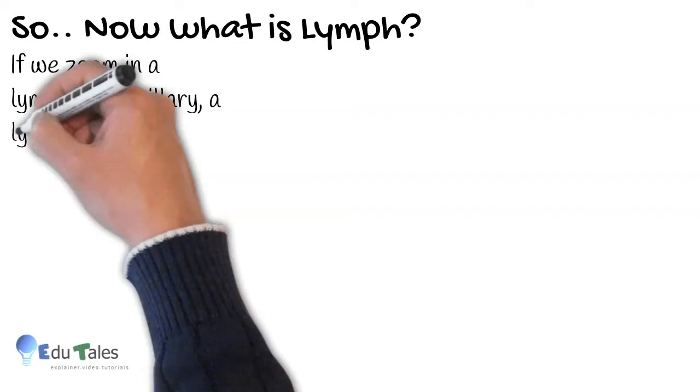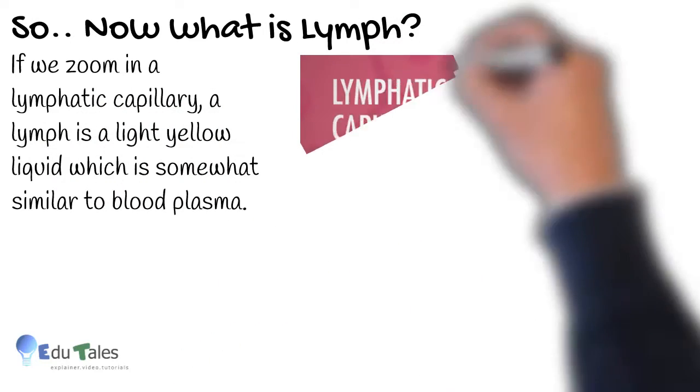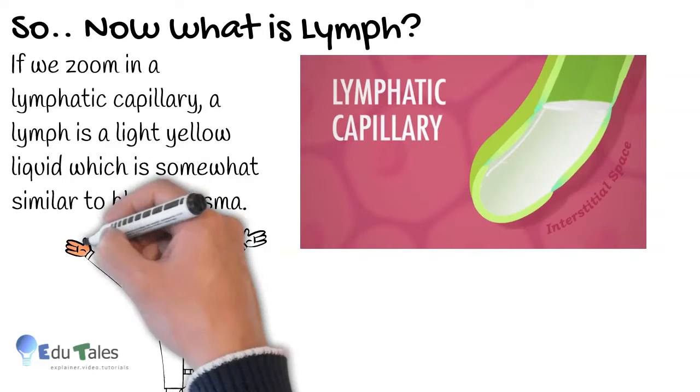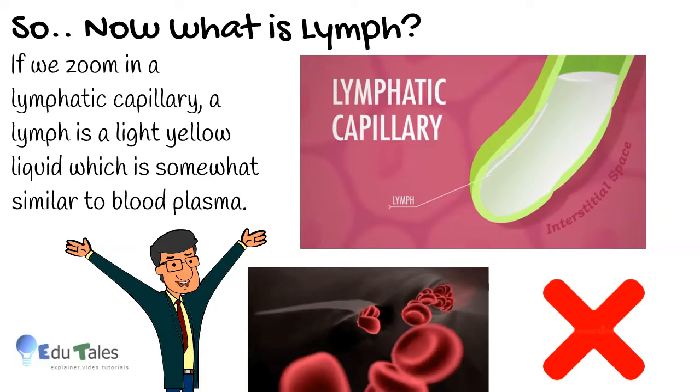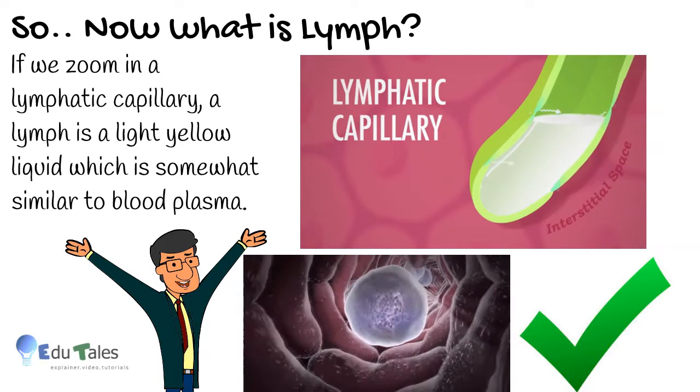So now, what is lymph? If we zoom in on a lymphatic capillary, lymph is a light yellow liquid which is somewhat similar to blood plasma, but in lymph, red blood cells are not there, only white blood cells are present in more number.